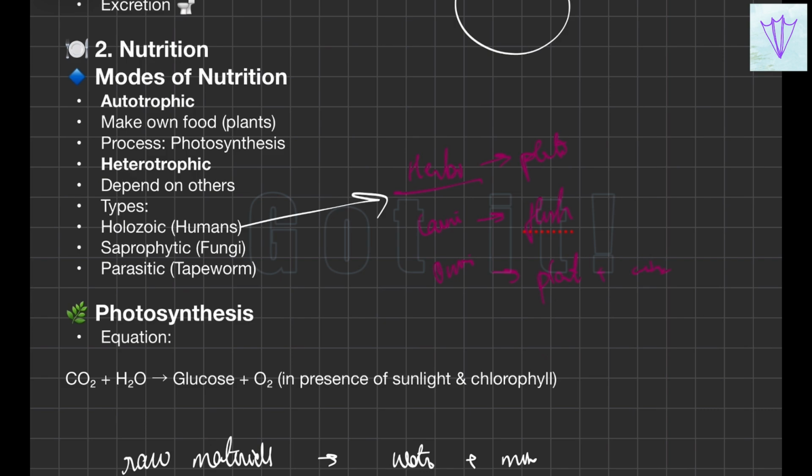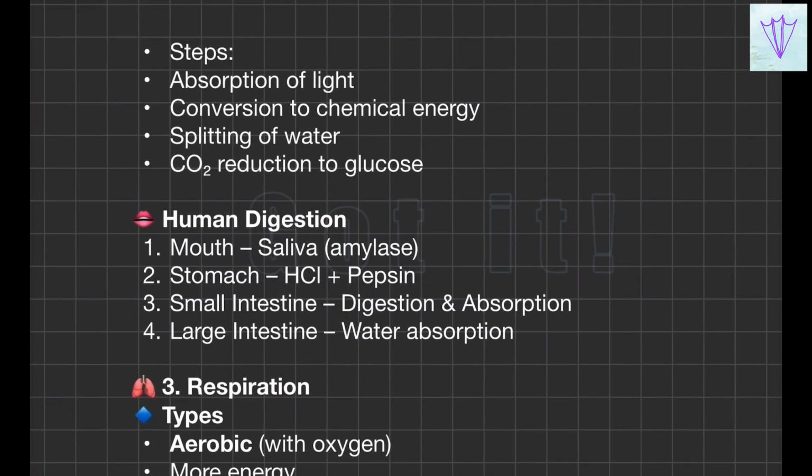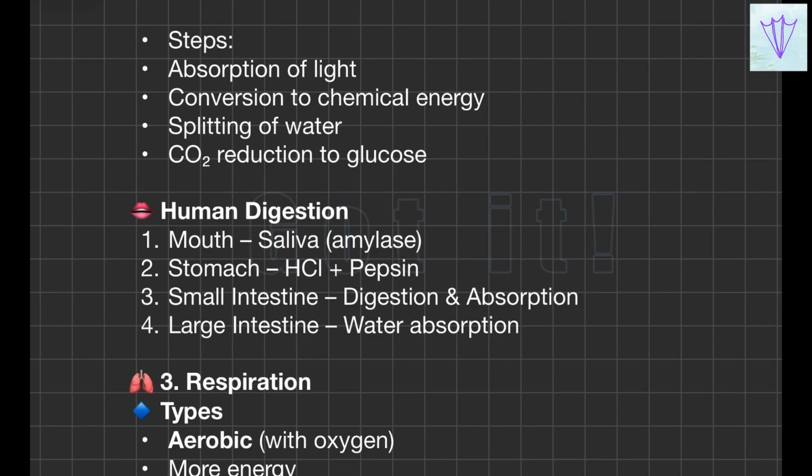There are steps of the holozoic nutrition, that is ingestion, digestion, absorption, assimilation, egestion, and all these things, which we'll be studying in the digestive system in much more detail. The steps in photosynthesis include the absorption of light and its conversion to chemical energy, the splitting of water, and CO2 reduction to glucose.